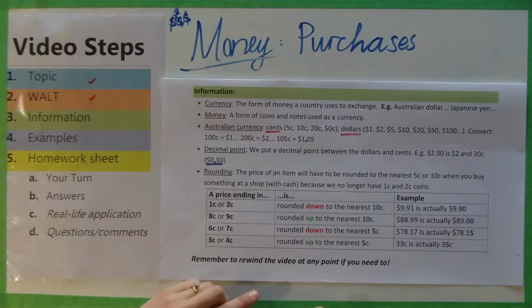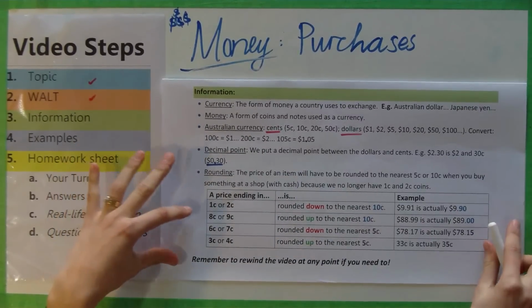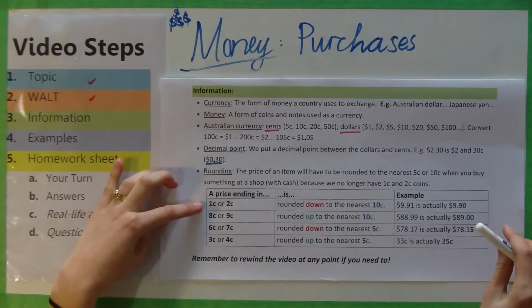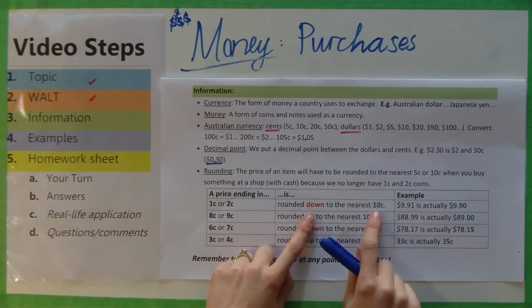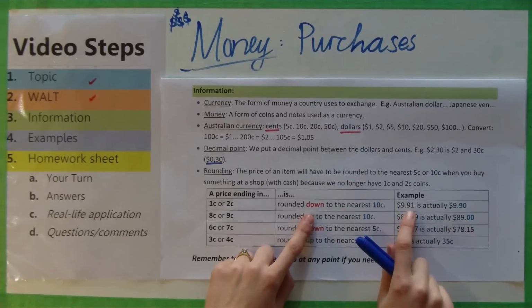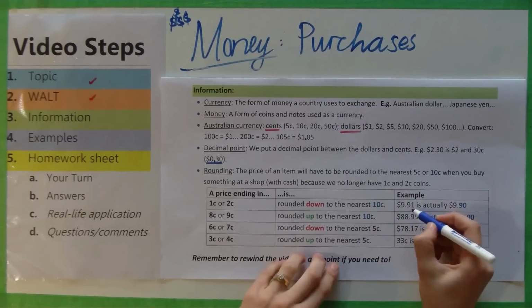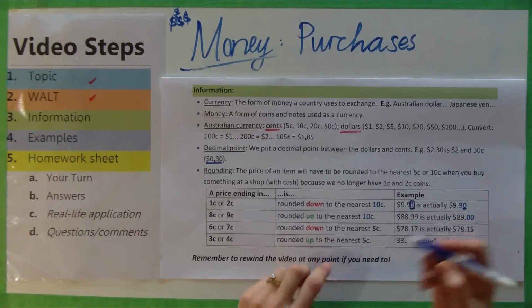Rounding: the price of an item will have to be rounded to the nearest 5 cents or 10 cents when you buy something at a shop with cash, because we no longer have 1 cent and 2 cent coins. So here is a little table of information. A price ending in 1 cent or 2 cents is rounded down to the nearest 10 cents. For example, $9.91 is actually $9.90.